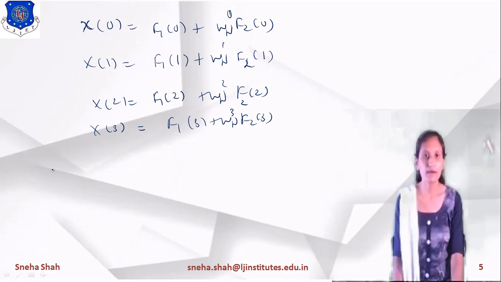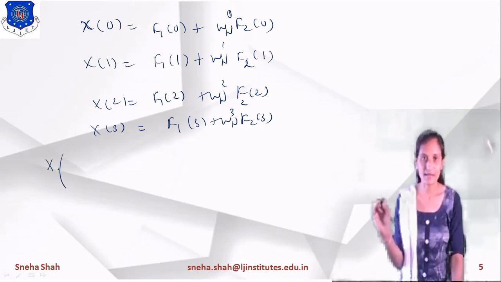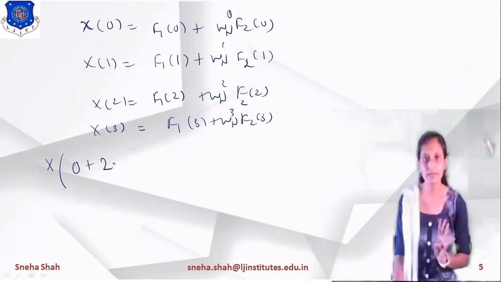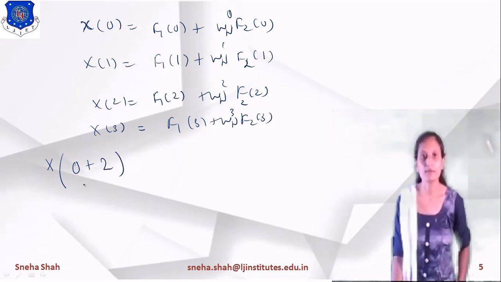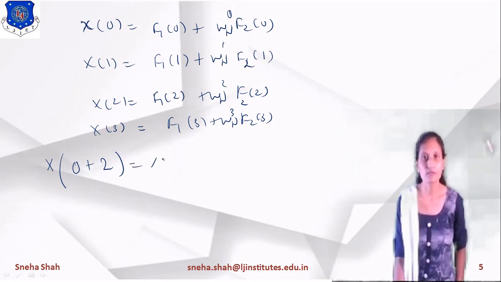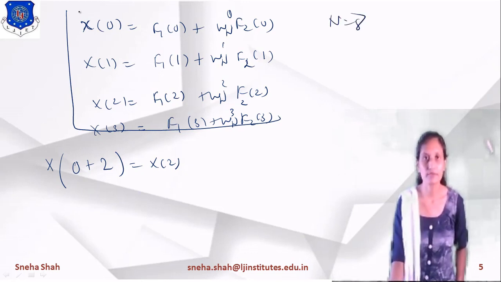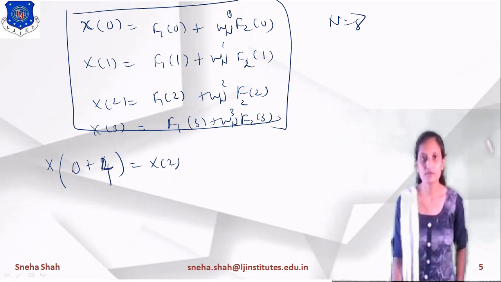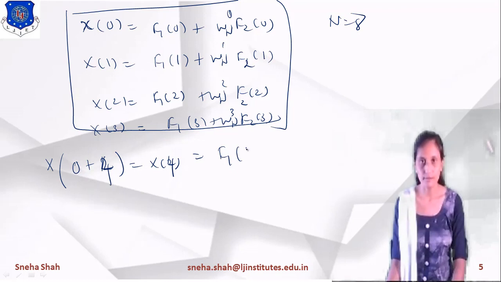Now the next is we have to find out X of k plus n by 2. So what will be the value? The value will be 0 plus, if we are taking n equals to 4 point, then the value of n by 2 equals to 2. So the value equals to 0 plus 2, so its value equals to X of 2. And if we are taking n points, so for n equals to 8 point, first 4 samples will be this, and after 4 samples it will give you 0 plus 4 means X of 4, then it will give you the answer as F1 of 0 minus Wn raised to 0 F2 of 0.